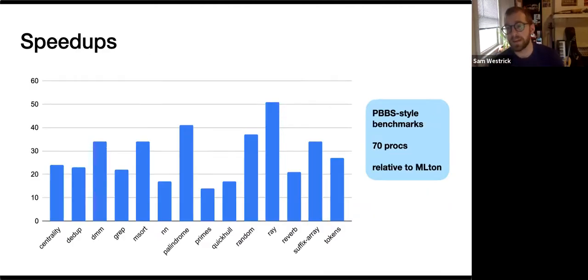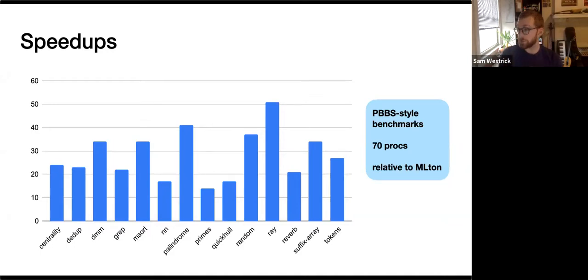So these are on PBBS style benchmarks. These are benchmarks that were either inspired by or directly ported from this problem-based benchmark suite, which has been developed by quite a few folks here at MIT as well as at other institutions. And as far as we know, these are some of the fastest fork-join multicore parallel codes that you can find. And what we're seeing is great speedups with Maple.